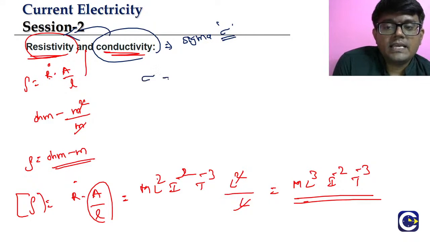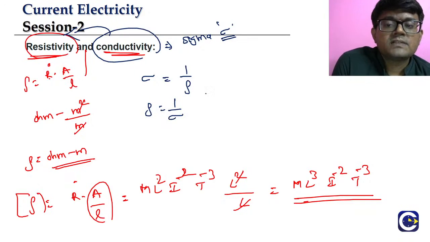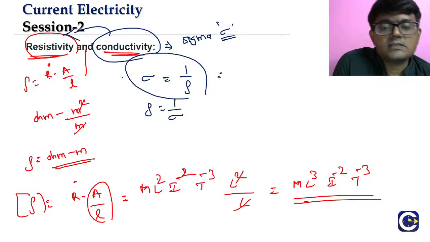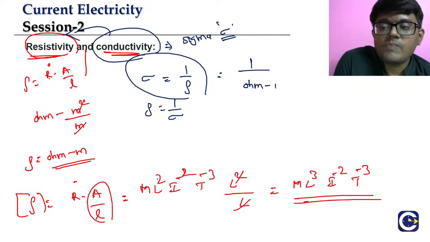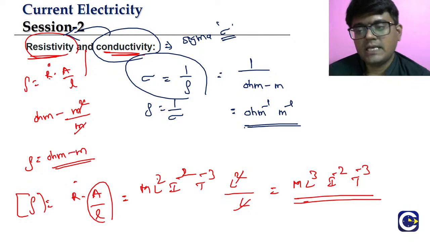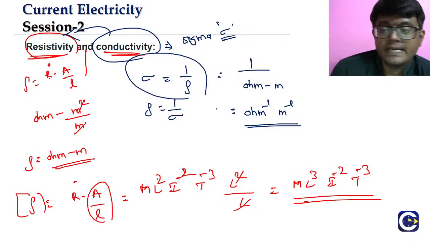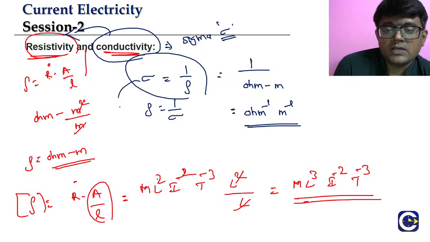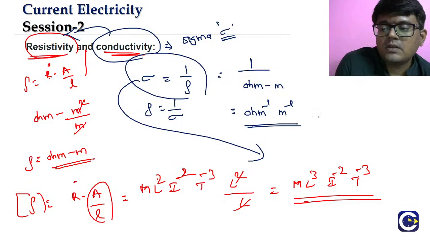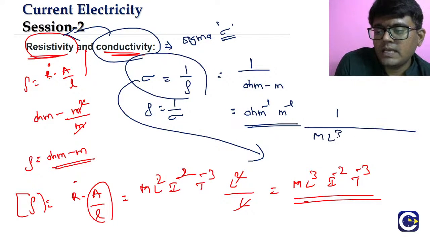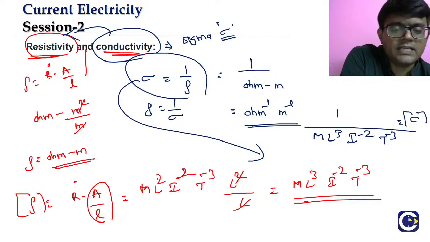Reciprocal means we can say sigma is equal to 1 by rho, or rho is equal to 1 by sigma. Now sigma is equal to 1 by rho, which means the SI unit of sigma will be 1 by ohm into meter. We can write it as ohm inverse meter inverse. So the SI unit of conductivity is ohm inverse meter inverse, okay. Similarly for the dimensional formula, we already have the dimensional formula of rho, so we just reciprocate it: 1 by M L cube I power minus 2 T power minus 3. This is the dimensional formula for the conductivity.